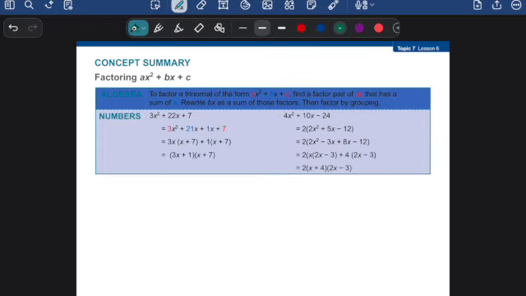Made it to the concept summary for factoring trinomials when you have this leading coefficient in front of the quadratic term. Okay, so a couple ways you can do it, but you want to make sure you're always double checking your work at the end by distributing. And do not forget to keep writing that greatest common factor for every step you do if you're doing the regrouping method. Okay.